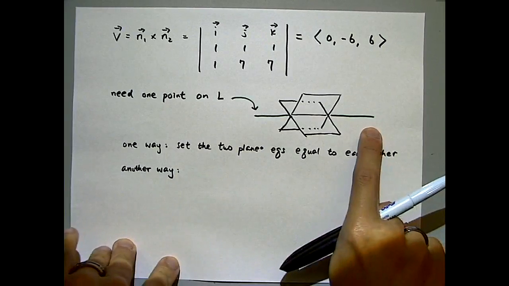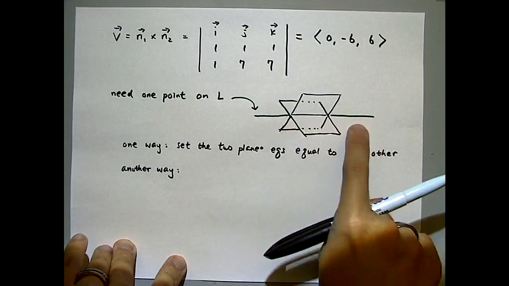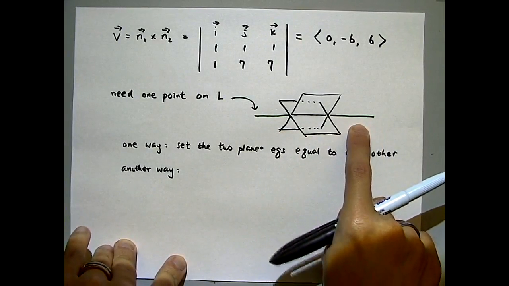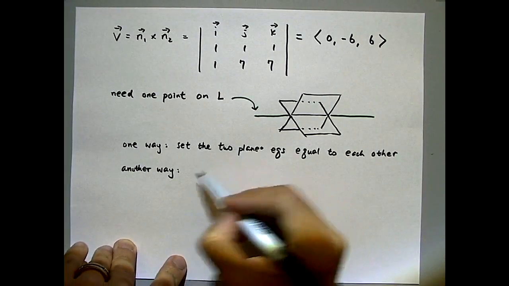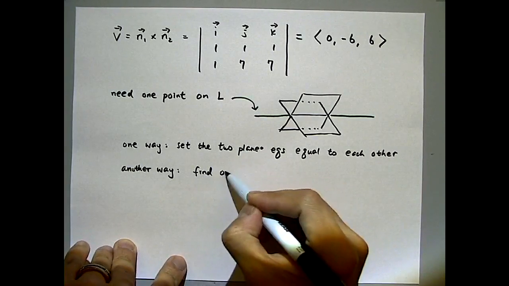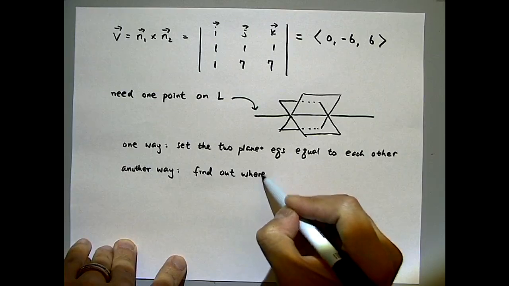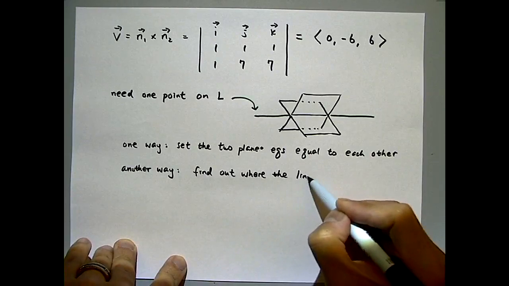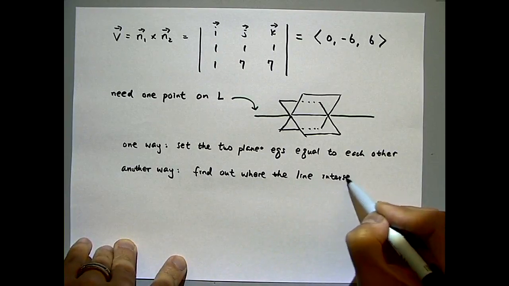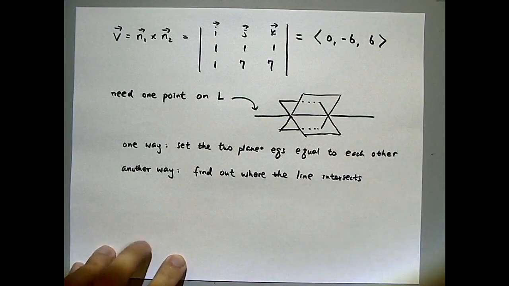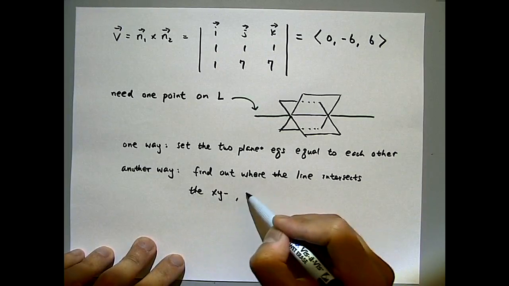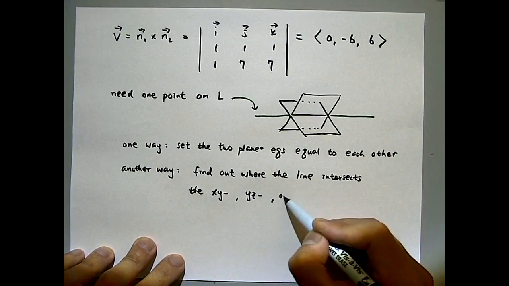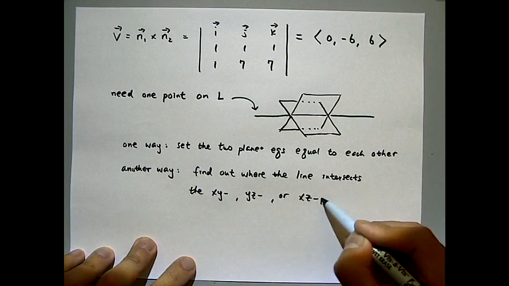Remember, this line extends forever. At some point, it's probably going to hit the xy plane, the yz plane, and the xz plane, right? At some point. Find out where the line intersects the xy, yz, or xz plane.